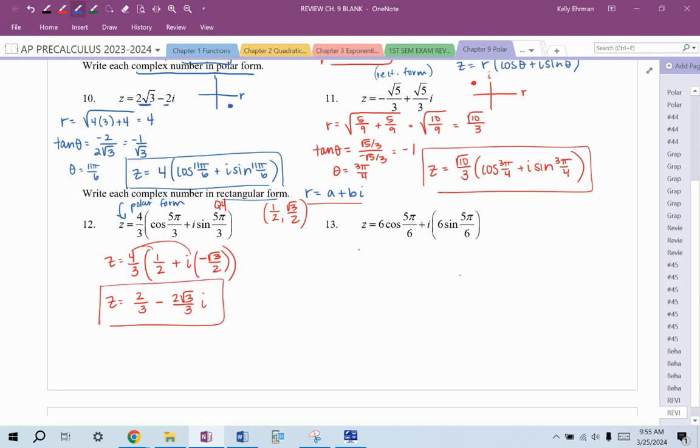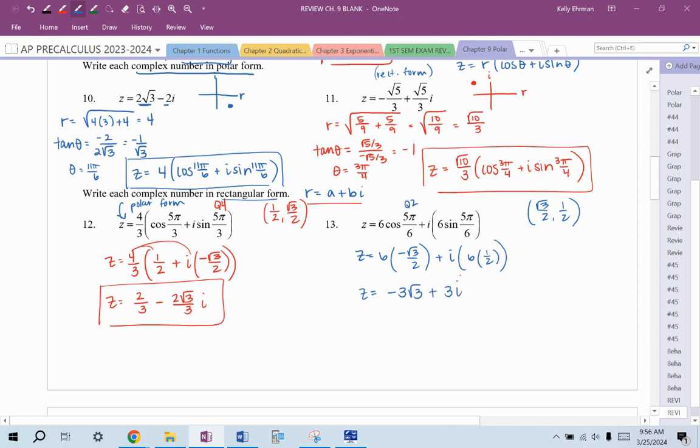And for the last piece, same idea. 6 times, what's the pi over 6 coordinate? It's radical 3 over 2, 1/2. You're in quadrant 2. So cosine is negative radical 3 over 2 plus i times 6 times sine, which is positive 1/2. So the complex number is negative, reduce this, 3 radical 3 plus 3i.